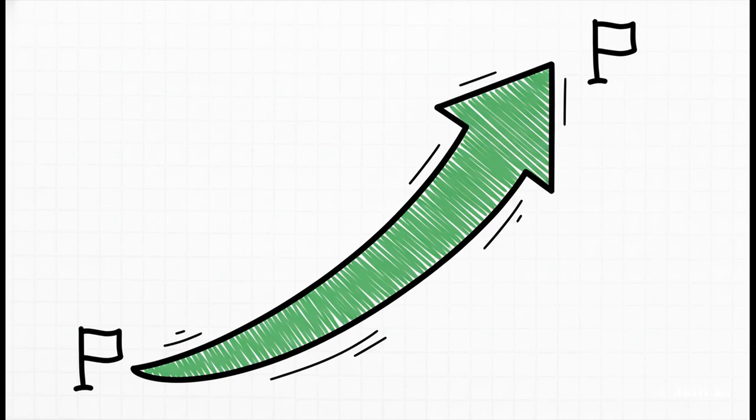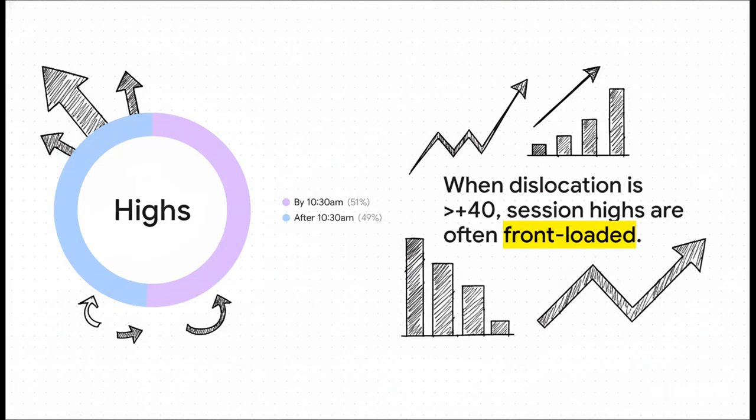Okay, so what if that gap is huge, like over 40 points? Well, the day's high tends to come early. The takeaway? On these days, the big upward move often happens right at the beginning of the session.